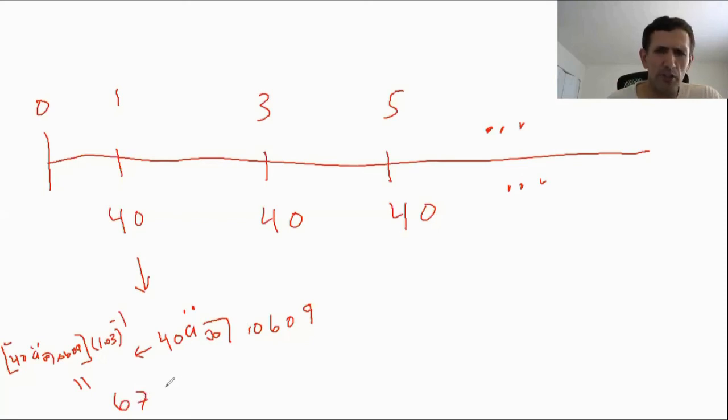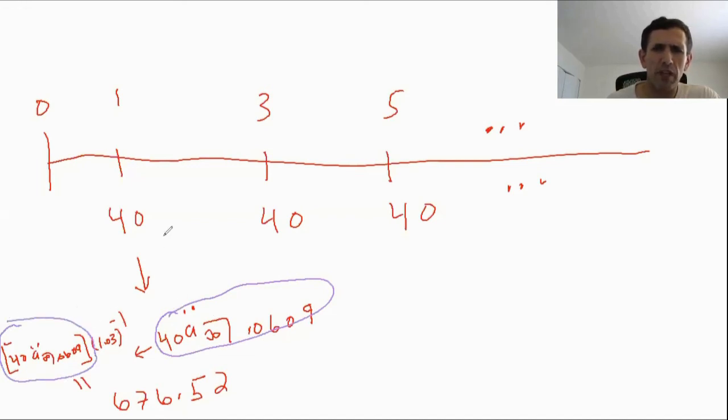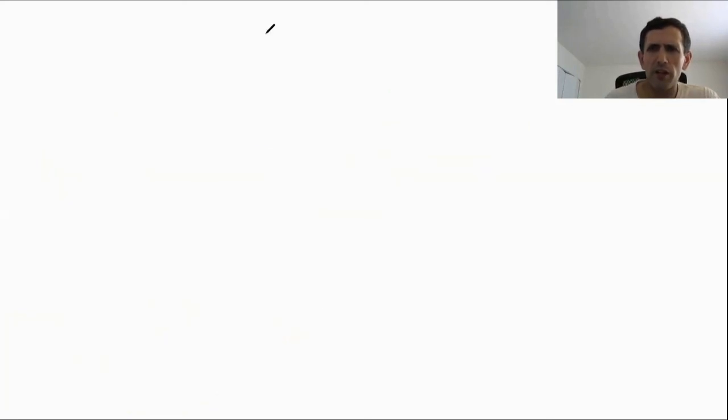I'm just adding up these two annuities, so I don't really need to round any more than two decimals. This is just 40 a double dot infinity at 0.0609, exactly what I have here. What I'm circling is exactly the same thing, just times 1.03 and minus 1, so I have to move it back 1 year. So it's 676.52. Okay, so let's do the next annuity.